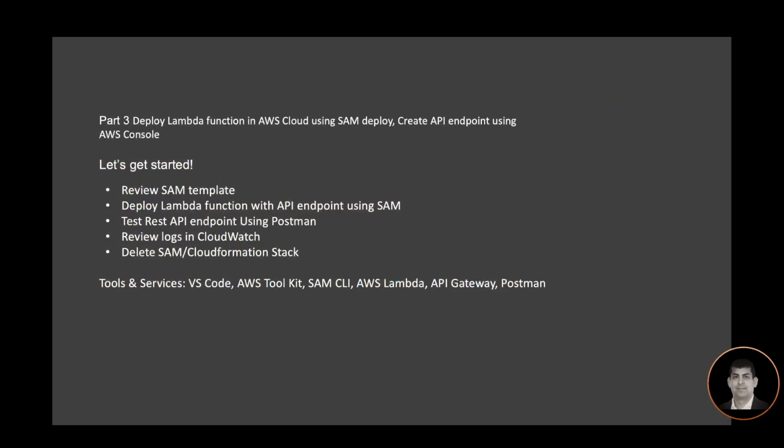Let's get started. In this workshop, I will review the SAM template required to create the Lambda function and API endpoint. I'll deploy the Lambda function with the API endpoint using SAM. I'll test the REST API endpoint using Postman, review the log in CloudWatch, and at the end, I will delete the SAM CloudFormation stack since I don't want to incur the cost for resources which I'm not going to use after the workshop.